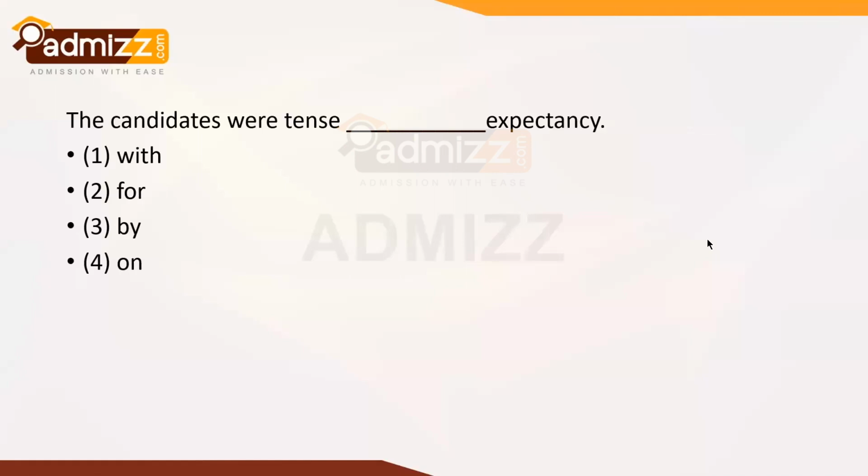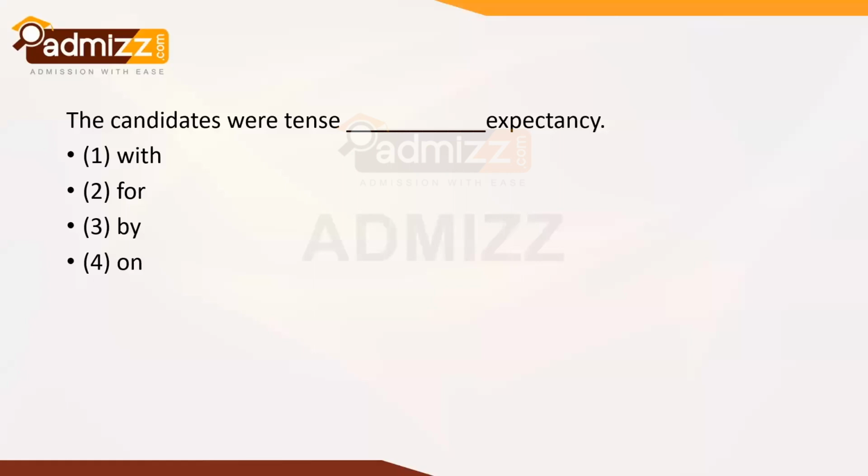All right. With, by, with, by, the answers are quite mixed, right? So the correct answer in this case is with. Why? Because usually expectancy is some sort of an expectation, right? So you usually get tense with something, right?